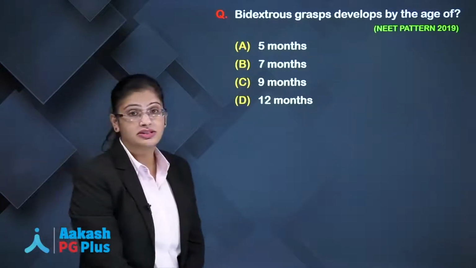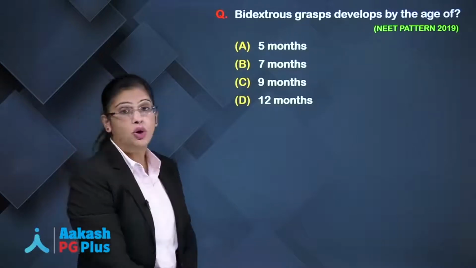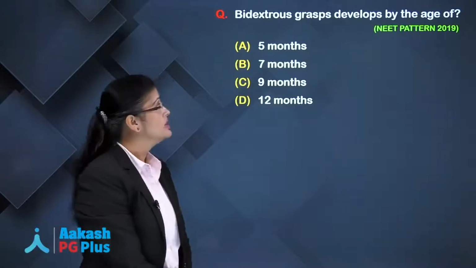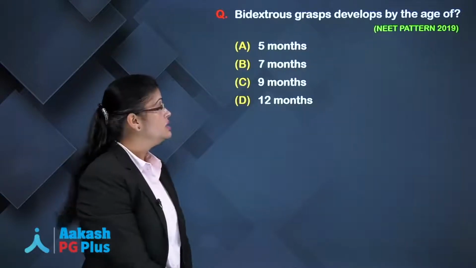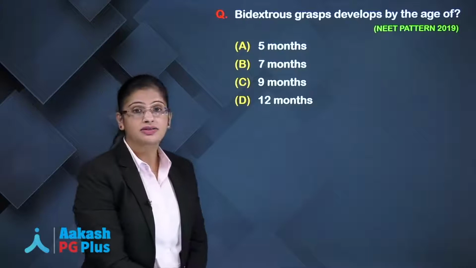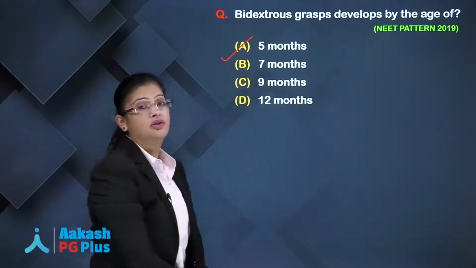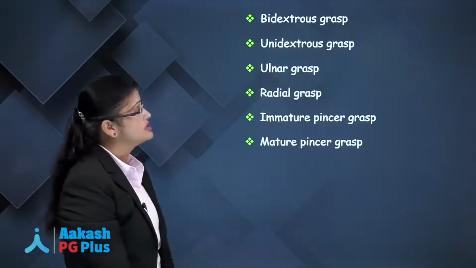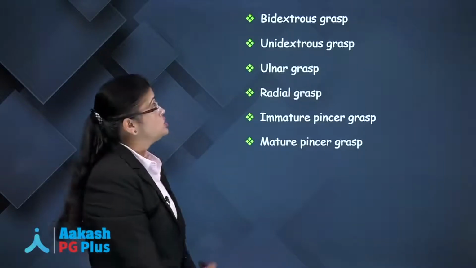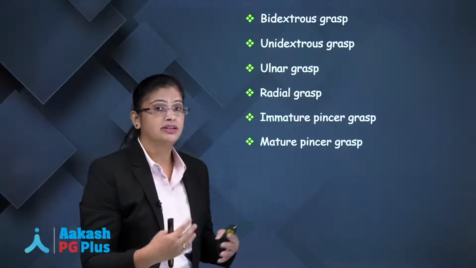The next question is, bidextrous grasp develops by the age of, and your options are A. 5 months, B. 7 months, C. 9 months, and D. 12 months. And the correct answer for this question is option A, that is 5 months. So let's see the different aspects of grasp. You should know the concepts of grasp and how a child attains it.